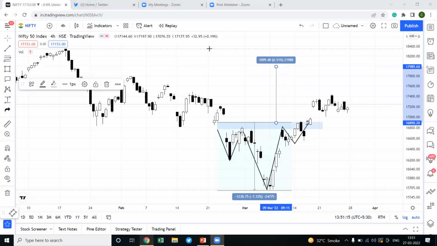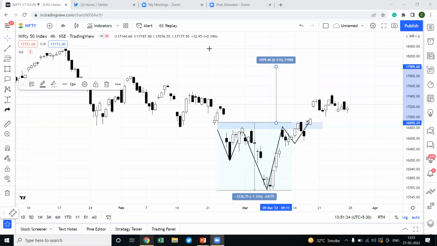So I hope I am clear. The next, any other doubt for the trend and the support part? Otherwise, I'll move forward to the stocks that some of the participants have already asked me to discuss. So I'll move forward to that section.